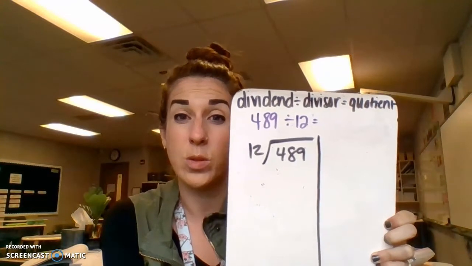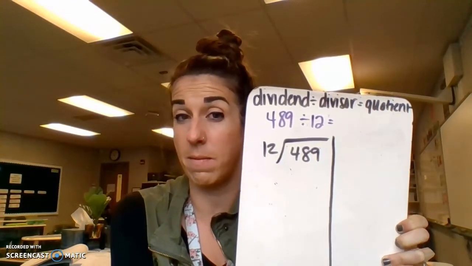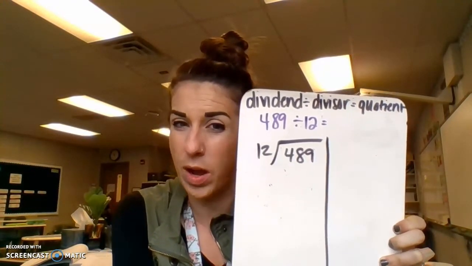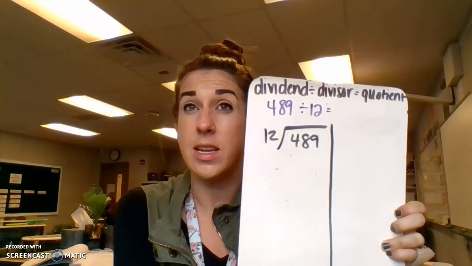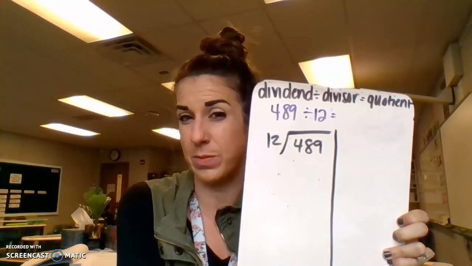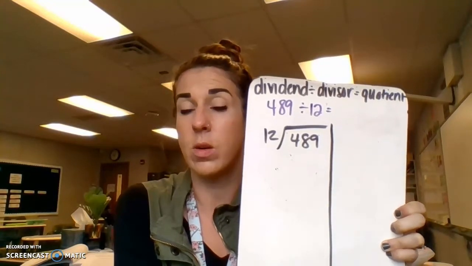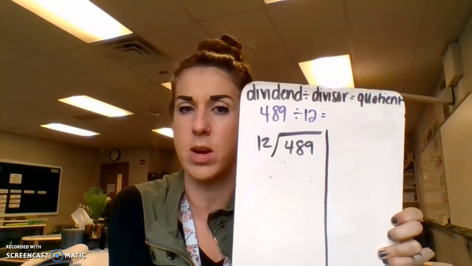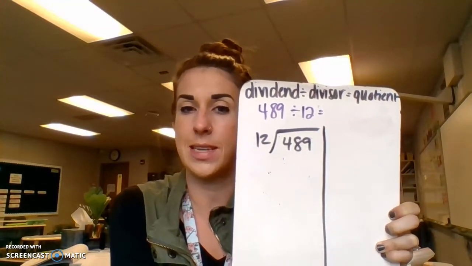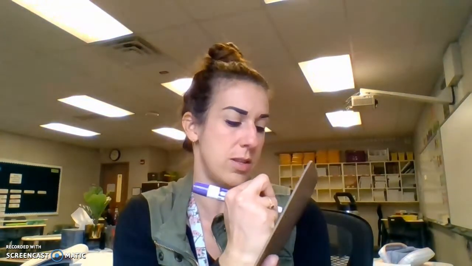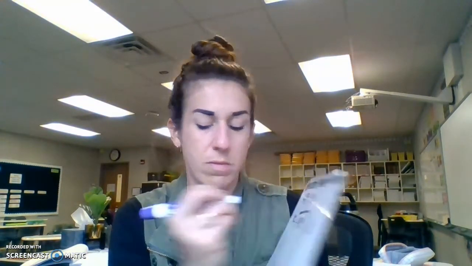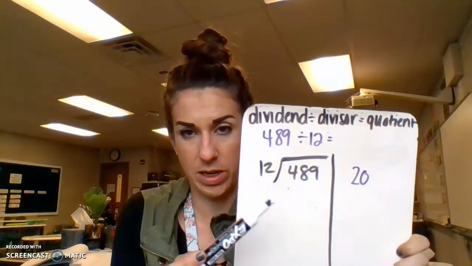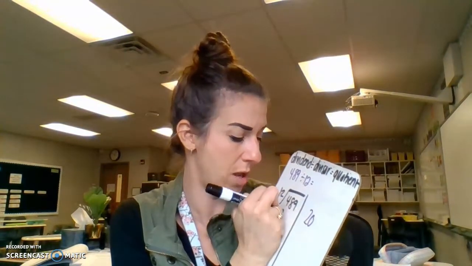I know that 12 times 10 is 120. I also know that 12 times 20 is 240 because 12 times 2 is 24. So 12 times 20 is going to be 240. And that's a bigger number. That will give me a bigger chunk than 10. So I'm going to write 20 over here to the side. Multiply 20 times 12, and that's 240.